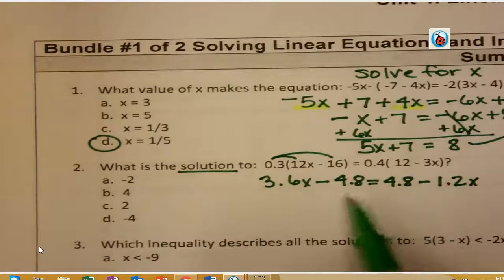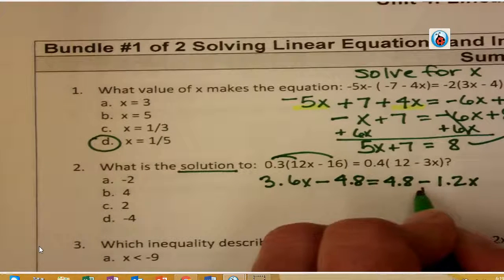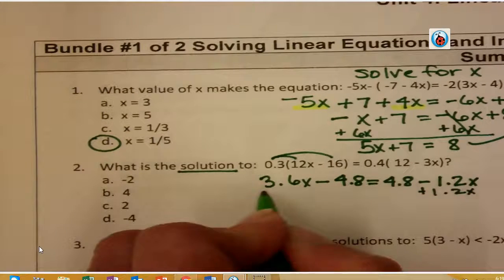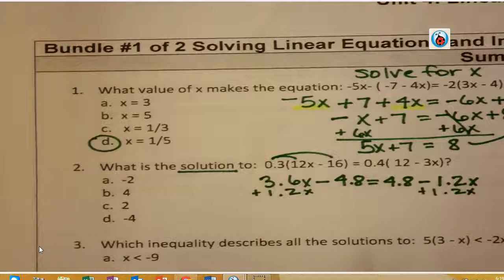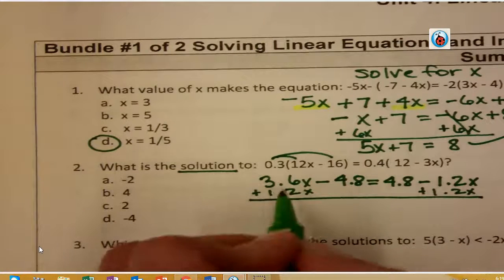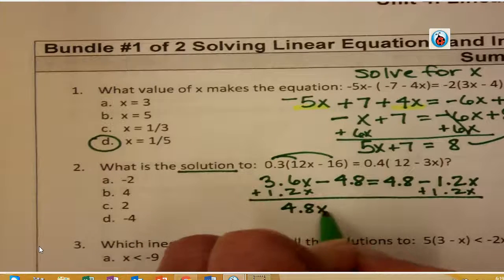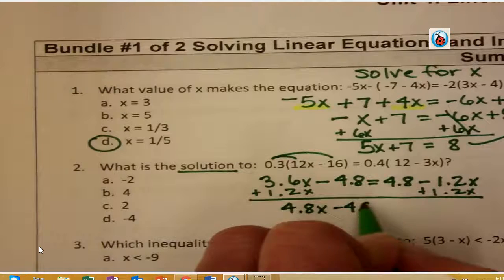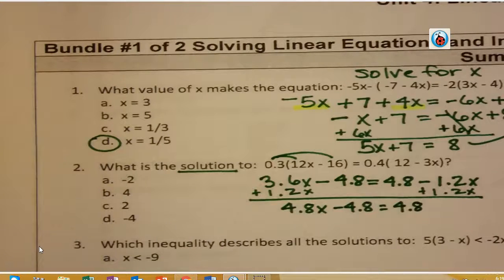So I need to get my numbers on one side, my variables on the other. I'm going to add 1.2x to both sides. This is no different than if we didn't have a decimal point. So we're just going to go ahead and keep the decimal point as is. When we add these, I get 4.8x minus 4.8 equals 4.8. I'm going to start thinking, oh, no solution, all solutions. There is no solution? We're going to work it all the way to the end.